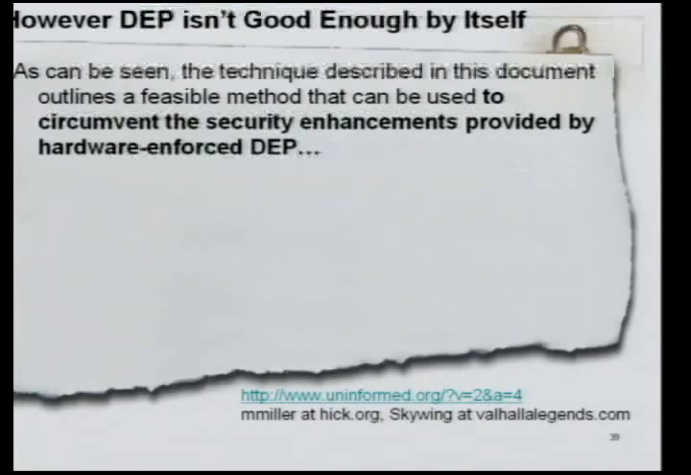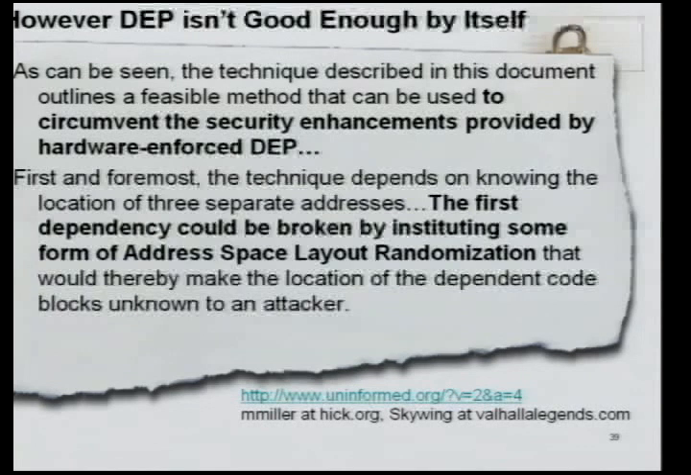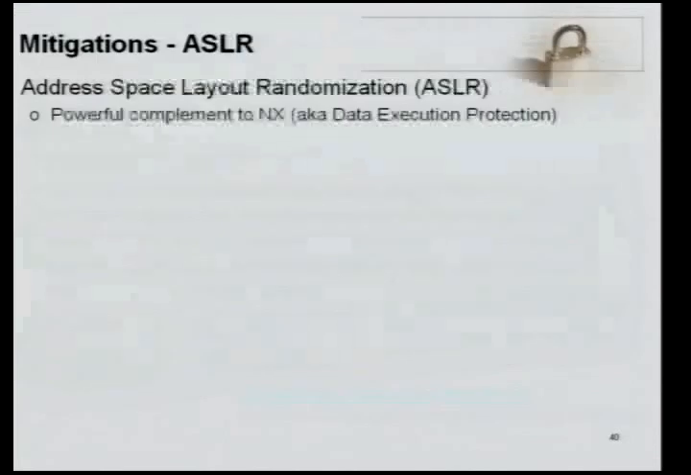There was a nice paper written by Skywing and Matt Miller about bypassing data execute protection. One of the things they noted in the paper was that one helpful complementary technique to data execute protection was address space layout randomization, to move things around in memory to defeat these return-to-libc attacks. And so in Windows Vista, we implemented ASLR. Like I said, it's a powerful complement to NX. You really need both of them to actually get anywhere.